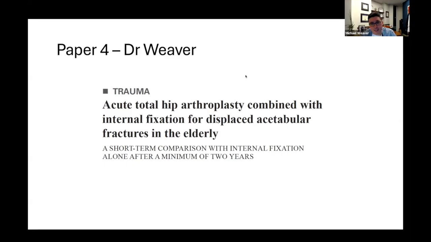There were 27 patients in this study, which is not very many. There were 14 that had fixation and 13 that had a fix and replace strategy. That's not very many to make it into British JBJS, but it did. The primary outcomes were reoperation.